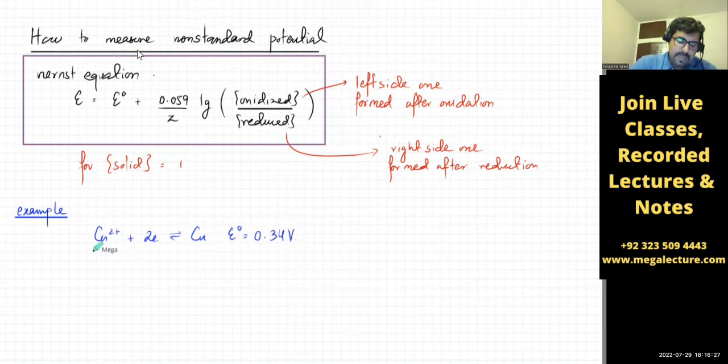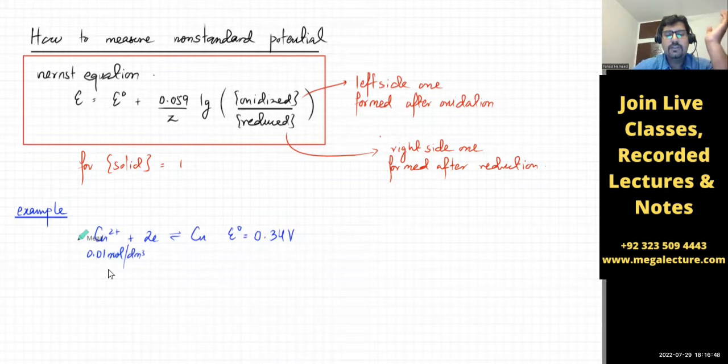But in their electrode, the concentration of copper is 0.01 mole per dm cube. And it's a lot less than 1 mole per dm cube. Where do you think the equilibrium will shift? Backwards or forward? I mean, it should have been 1 mole per dm cube, but they're using 0.01 mole per dm cube. So where would the equilibrium shift?